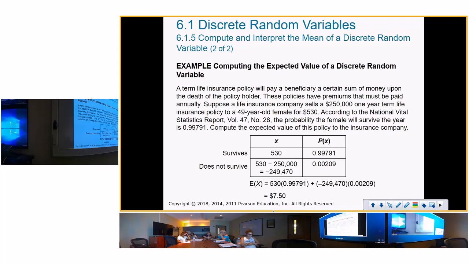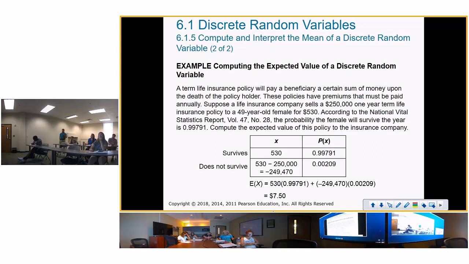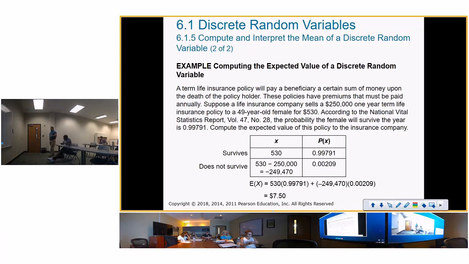Okay, now let's read the question. A term life insurance policy will pay a beneficiary family a certain sum of money upon the death of the policyholder. These policies have premiums that must be paid annually. Suppose a life insurance company sells a one-year term life insurance policy to a 49-year-old female for $530. According to the National Vital Statistics Report, Volume 47, number 28, that's very important that y'all know that, the probability the female survived the year, blah, blah, blah. Compute the expected value of this policy to the insurance company. And the expected value is $7.50.